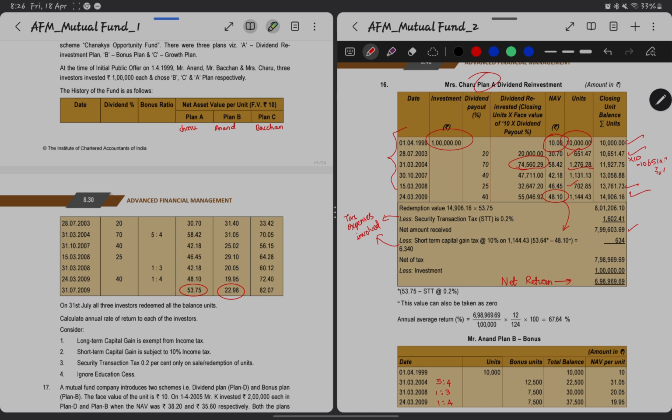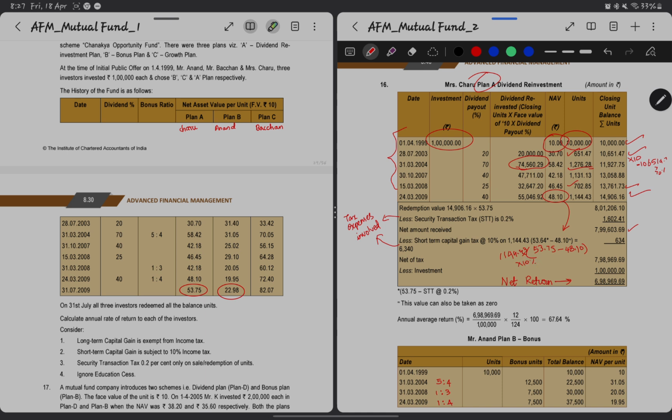This is because they reduced the security transaction tax at 0.2% on that amount, but ideally there is no deduction of STT to claim it as an expense for calculating capital gains. There are two ways of approach. If we stick to the income tax provision and follow this sum, then we have to take 53.75 minus 48.10 multiplied by 1144.43 and then 10% on that.